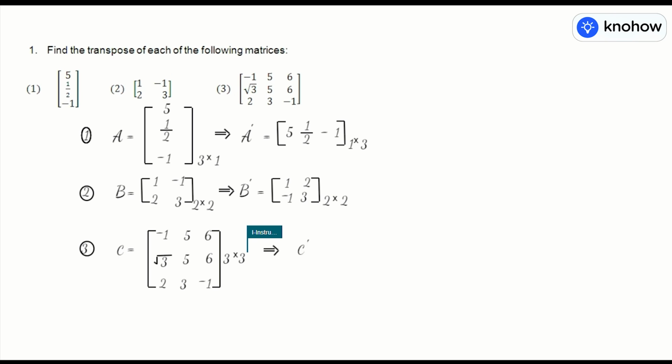So C dash will also be of the order 3 by 3, and the elements of the first row, that is negative 1, 5, 6, we should write in the first column. The elements of the second row, that is root 3, 5, 6, we should write in the second column. And the elements of the third row, 2, 3, negative 1, we write in the third column. And we get the new matrix C dash, transpose of C, as minus 1, root 3, 2, 5, 5, 3, 6, 6, negative 1. So that is question 1.